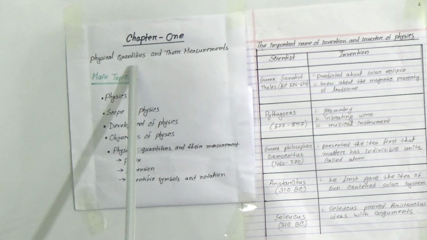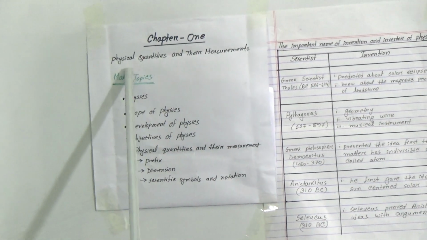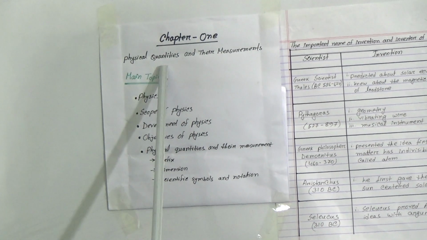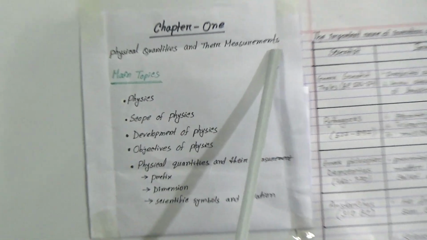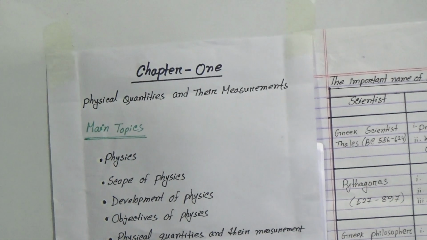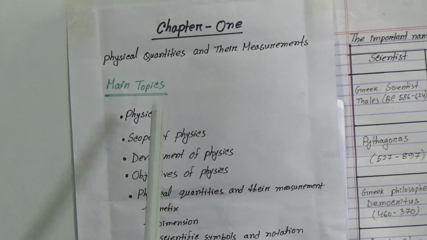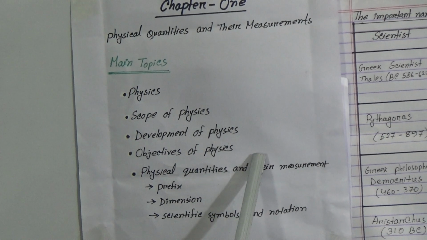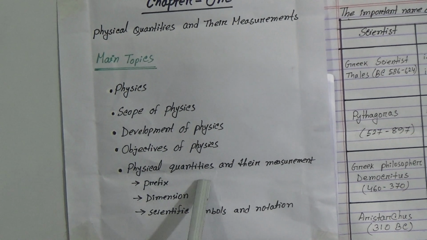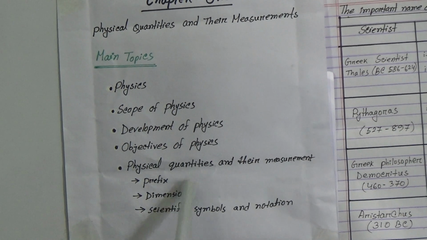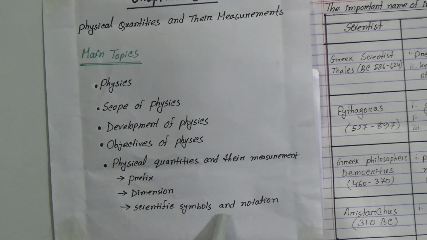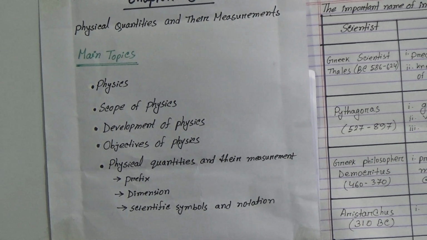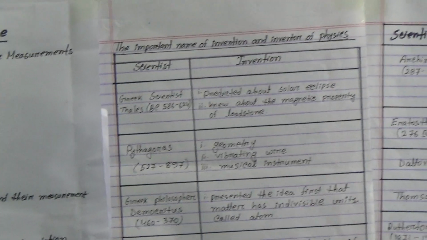Our chapter 1, physical quantities and their measurement. The chapter name is physical quantities and their measurement. Our chapter's main topics are physics, scope of physics, development of physics, objective of physics, physical quantities and their measurement, prefix, dimension, scientific symbols and notation. I summarized this chapter here.